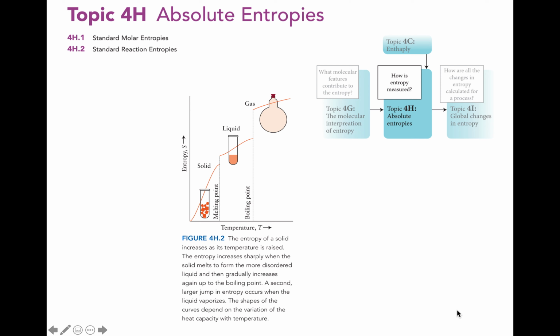Looking at the topic of absolute entropy in Atkins. This is a very short section, but conceptually, I think it's pretty profound. So his leading question here is, how is entropy measured?